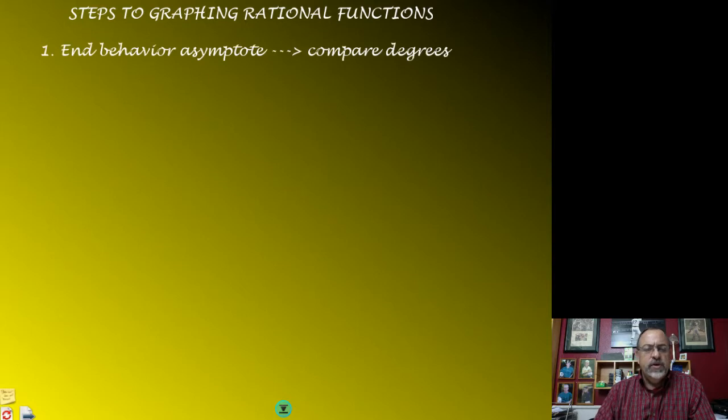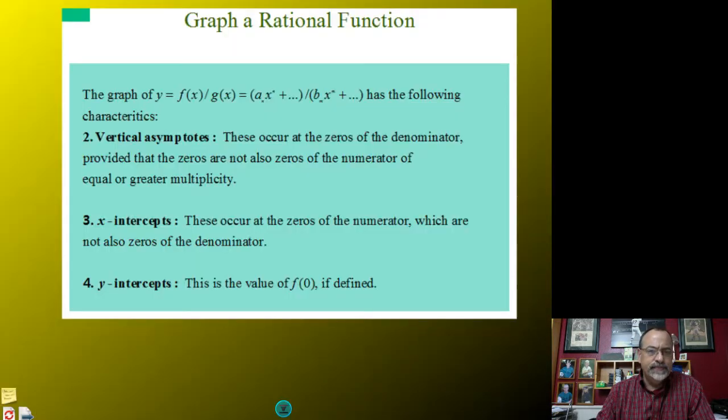The first thing that you'll want to do when you're doing these graphs is to determine what the end behavior asymptote is. Now, in a lot of cases, this is going to be a horizontal line, and from last year, I hope you remember the way to do that is to compare the degrees of the numerator and the denominator. There's 3 scenarios, and let me open up your book and show you in your book what it says, so if you need to reference it, you can.